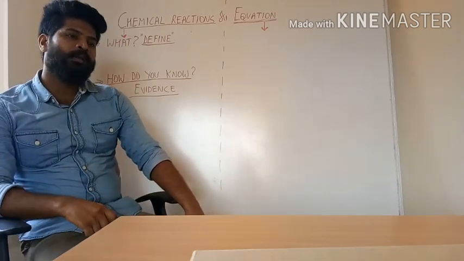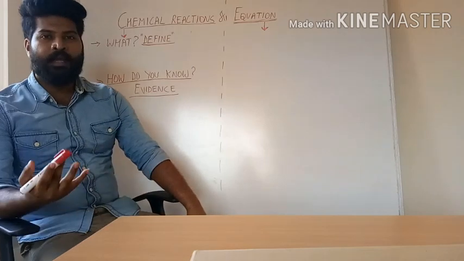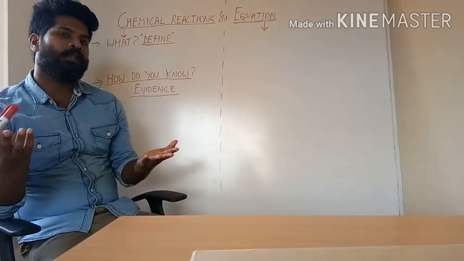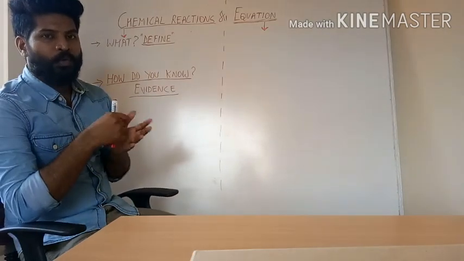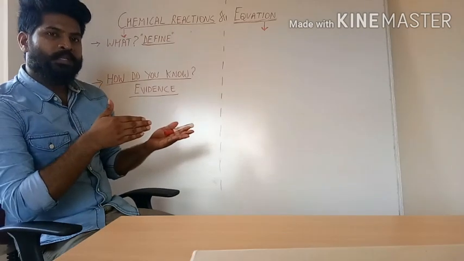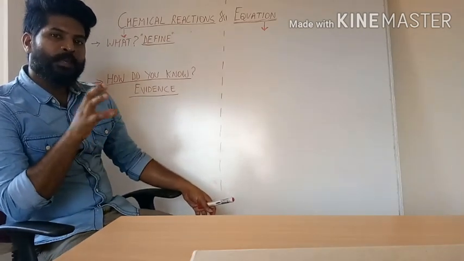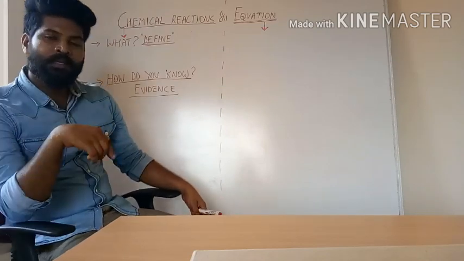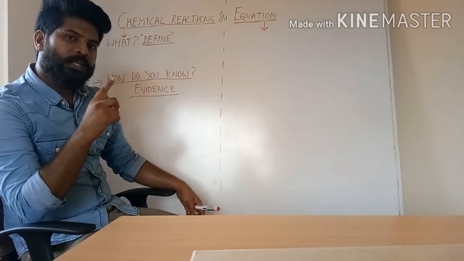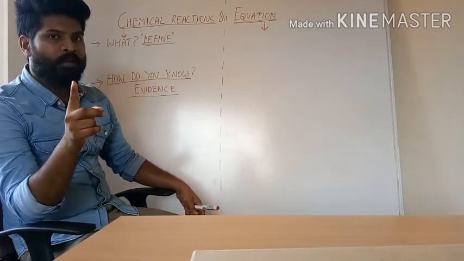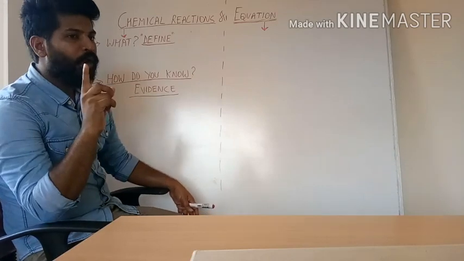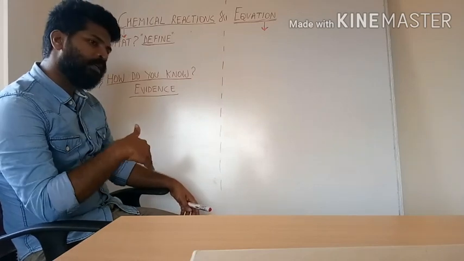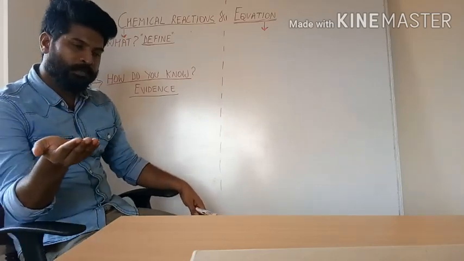As you already have learned in class 9th, there are physical changes, then there are chemical changes. In a physical change, the initial substance does not change, it is not modified, whereas in a chemical change the initial substance is modified, and most importantly you get a new product. That is how we differentiate between a physical change and a chemical change.